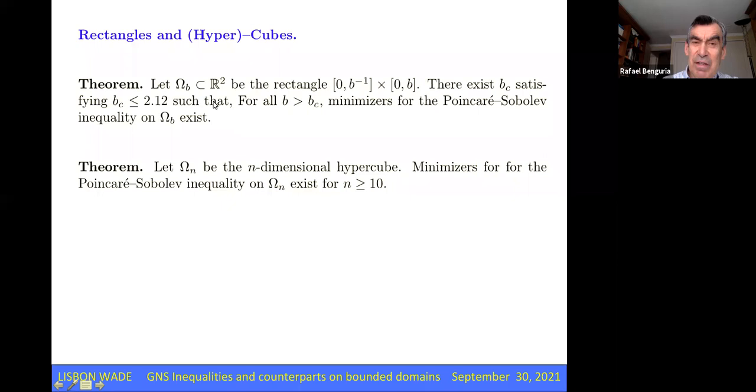The last thing that I'm going to mention is that if you have a rectangle with aspect ratio B, and if B is very large or very small, which is the same because of this quantity here, so if B is greater or equal to 2.12, and you have an elongated rectangle, then for all B bigger than B_c, there are minimizers for the Poincaré-Sobolev inequality. So in the case of elongated rectangles you have existence. Also if the domain is the hypercube, so you have corners also, but the dimension is very large, bigger or equal to 10, then we have minimizers.